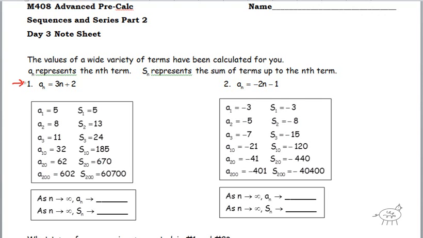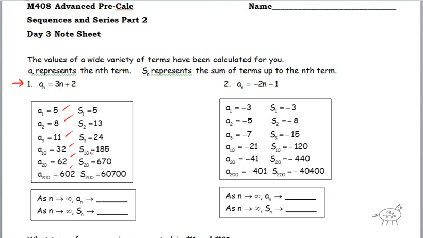So I have a sub n equals 3n plus 2, and then I plugged in values. We didn't have to plug all these values in the calculator, but truly you can just plug it in your calculator. What happens when I plug in a 1, and a 2, and a 3, and then a 10? You can see what's going on. If I plug in a 1, I get a 5, and then an 8, and then 11, 32, 62, 602. It's getting bigger and bigger and bigger.